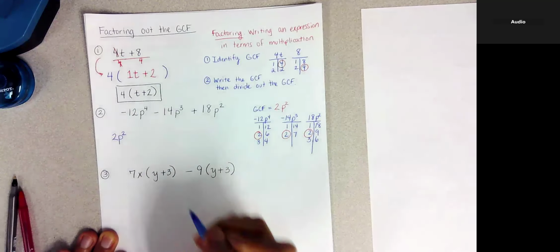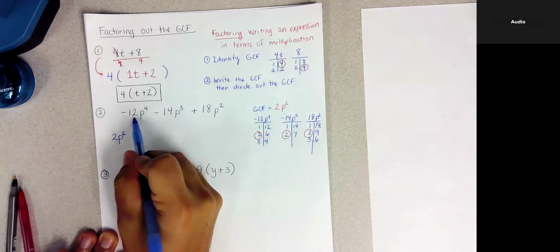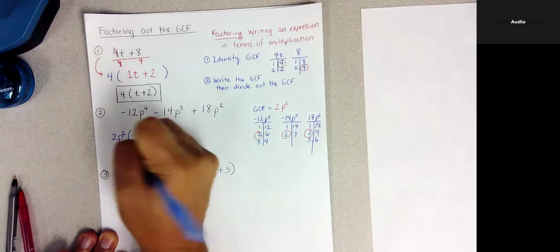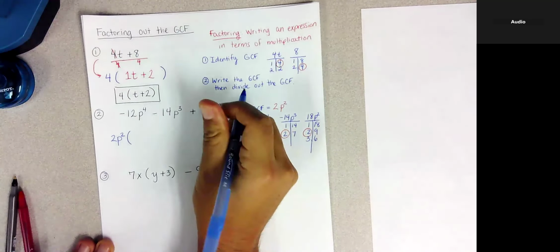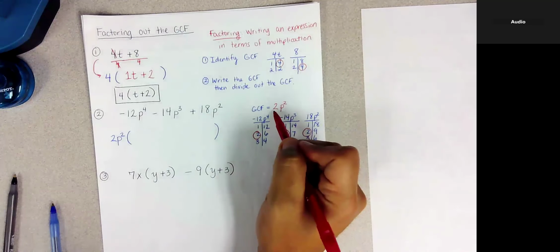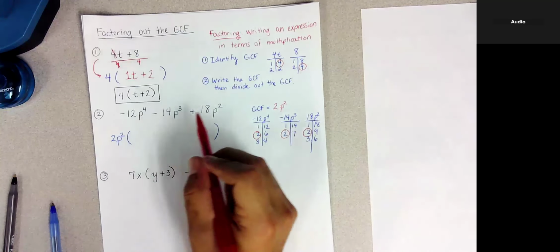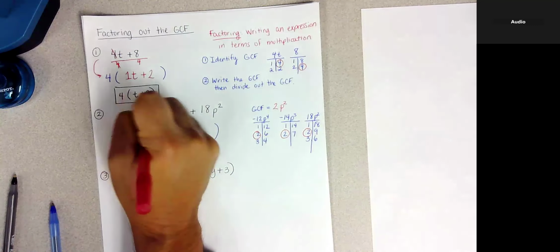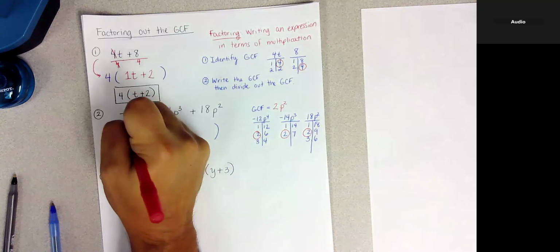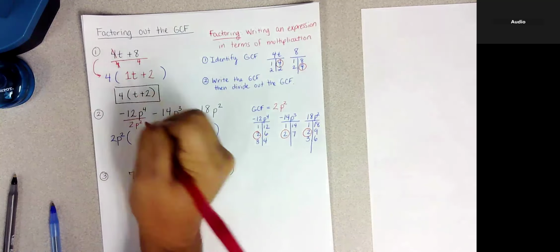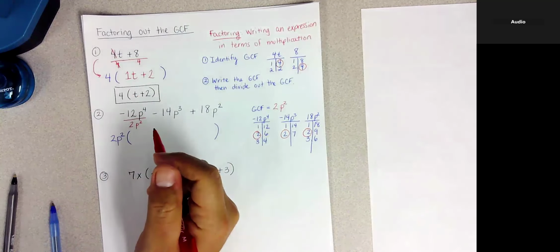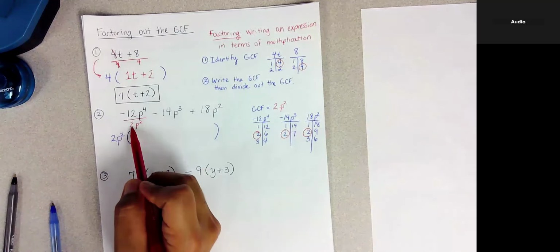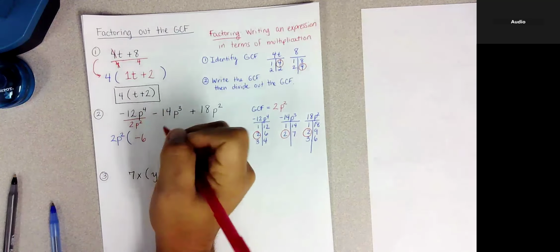We have 2p squared. And then since we're trying to rewrite this expression in terms of multiplication, we'll open up a set of parentheses, and then we'll divide this GCF out of each of these 3 terms. So we'll have negative 12p to the 4th power divided by 2p squared. Okay. So negative 12 divided by 2 is negative 6.